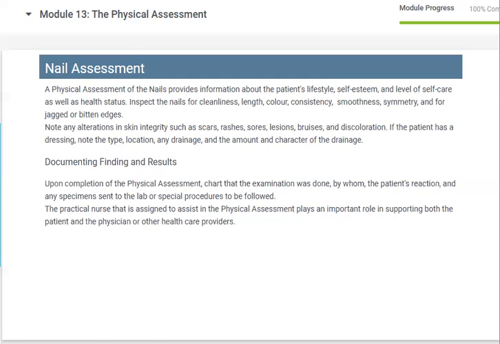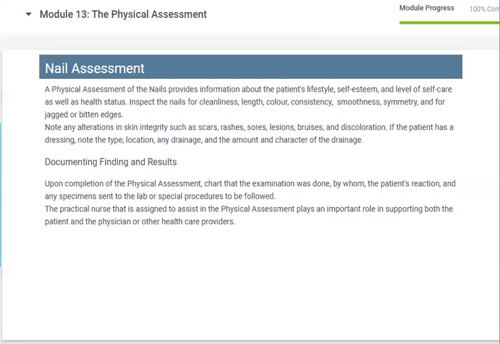Note any alterations in skin integrity such as scars, rashes, sores, lesions, bruises, and discoloration. If the patient has a dressing, note the type, location, any drainage, and the amount and character of the drainage.